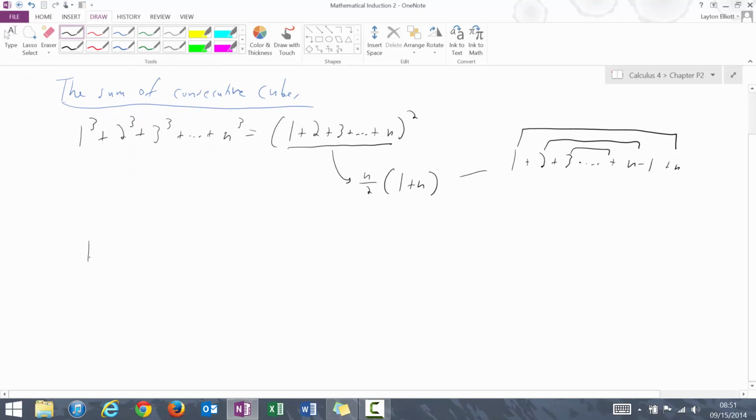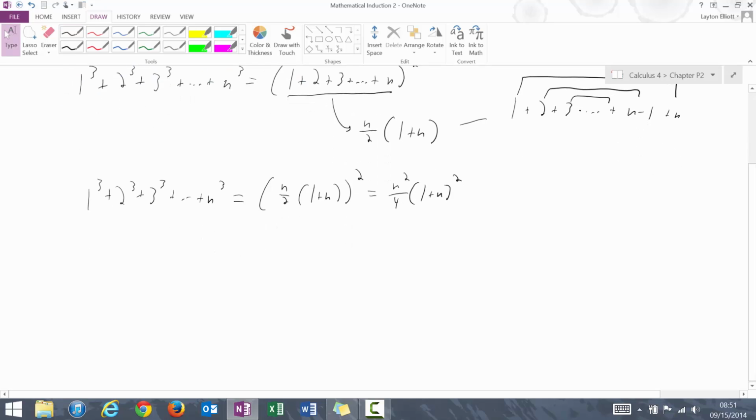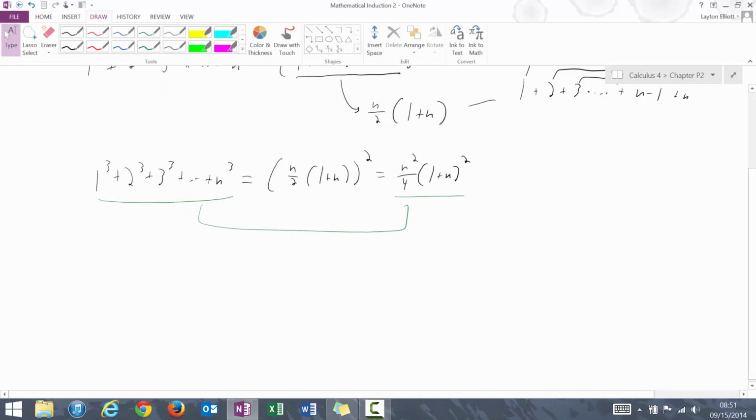So rewriting this proof, I could say this is the same thing as 1 cubed plus 2 cubed plus 3 cubed plus all the way to n cubed, which is equal to (n over 2 times (1 plus n)) squared. And then I can even manipulate the right side to just be n squared over 4 times (1 plus n) quantity squared. So this is basically redoing the proof a little bit. This is what we're going for, proving that those two are equal with induction.